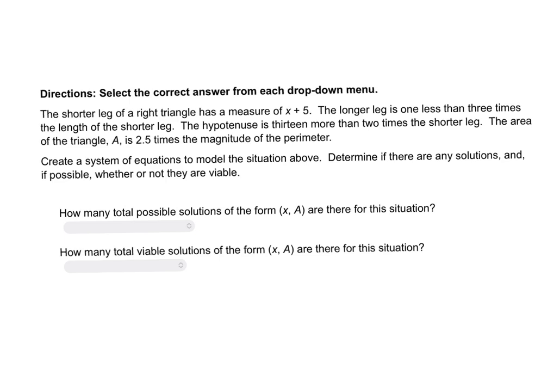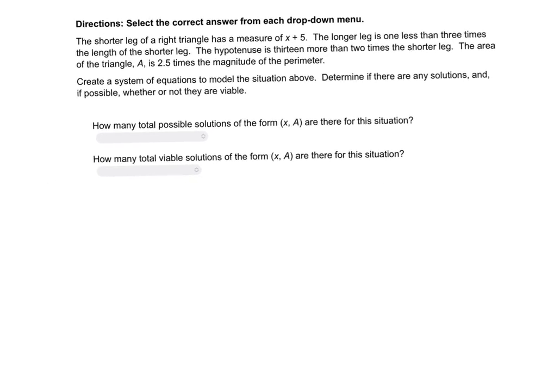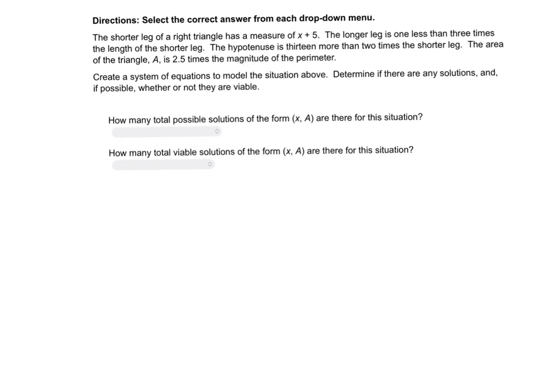So we have to create a system of equations to model the situation above. Determine if there are any solutions, and if possible, whether or not they are viable, which means are they a possible solution given the situation. So let's start by writing some of the equations from the information we're given in the question. So I'm going to start by drawing my right triangle. And let's take a look at the information that they provide us.